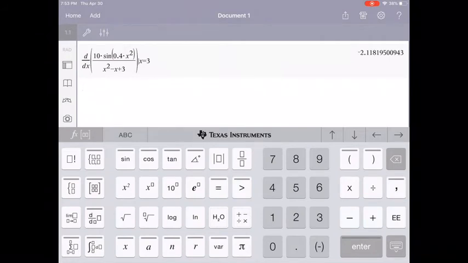Okay, so we have negative 5 plus the integral from 0 to 3 of that entire function. 10 sine of 0.4. We'll make it in terms of x squared, but you can leave it in terms of t as well. And then x squared minus x plus 3. Put that x there, and bam.